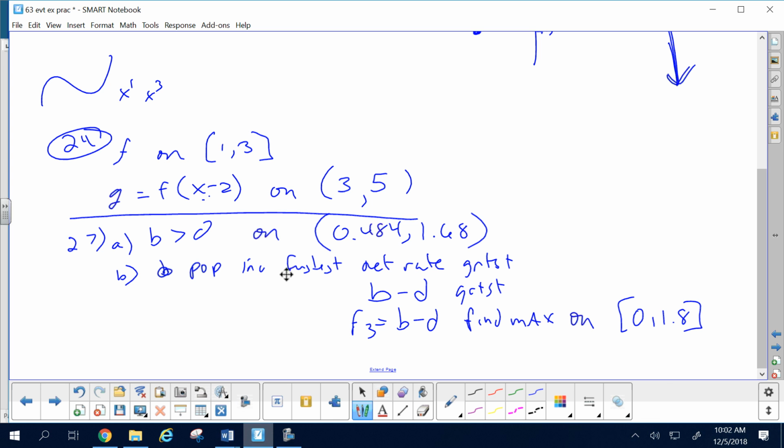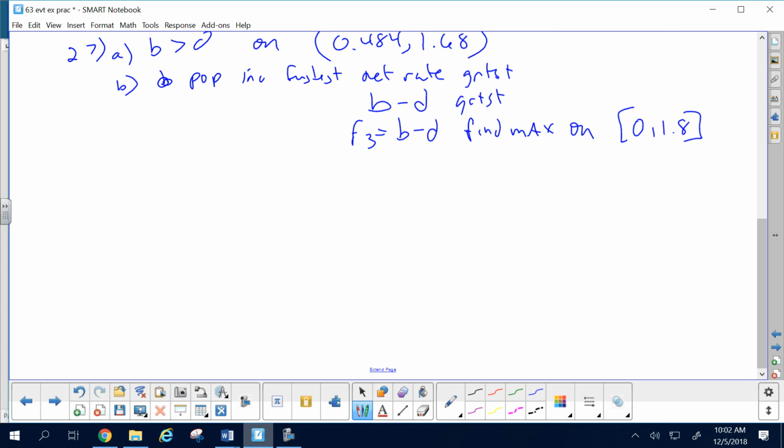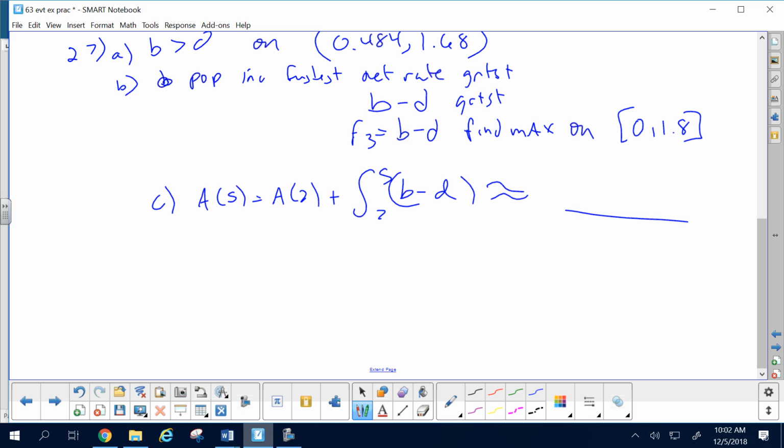And then C. C is an FTC problem. If the population was 500 at time 2, how many at time 5? You would use the initial condition. The amount at time 5 is the amount at time 2 plus the change from 2 to 5. Which again, I didn't have a calculator on, so do that again.